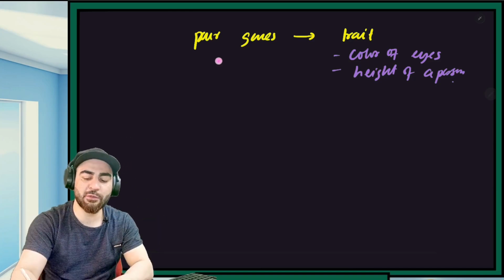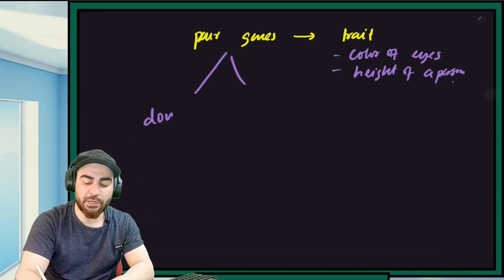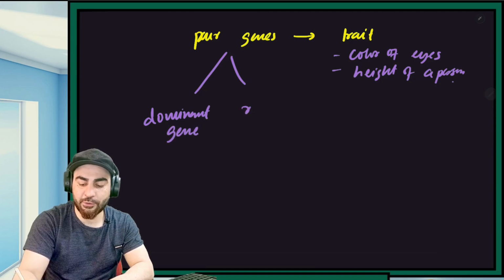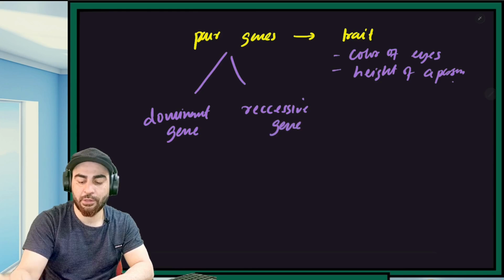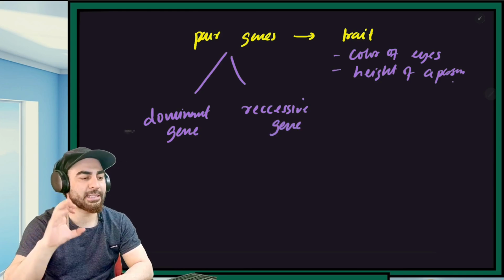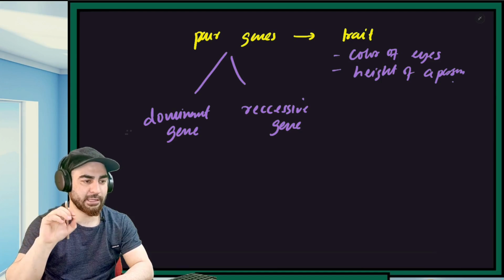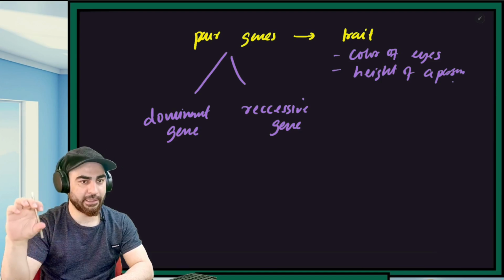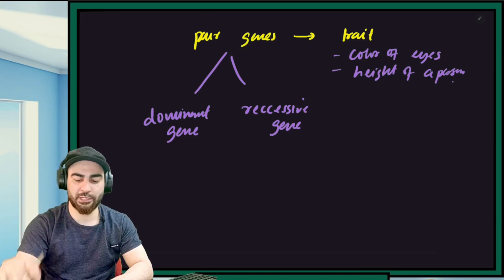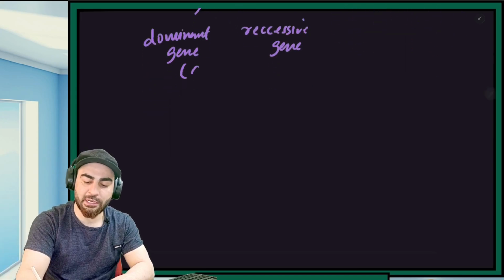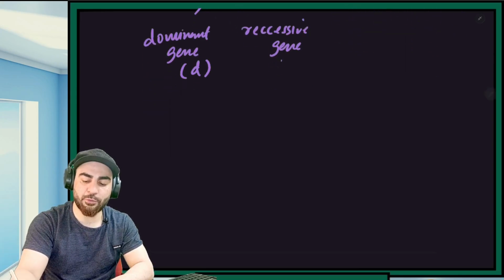Now in genes we have two things. We have a dominant gene and a recessive gene. So what is a dominant gene? A dominant gene is a gene which will always express if it is present either with its own counterpart or with a recessive gene. What do I mean by that? Let's suppose we represent dominant by D and recessive by R.